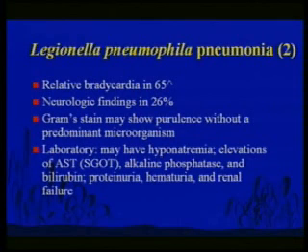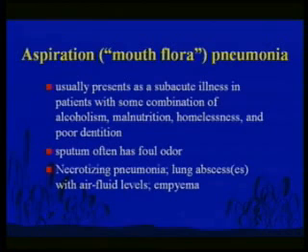The gram stain may show purulence without a predominant organism. You'll diagnose the organism by finding it on a fluorescent antibody test. There's also a urinary antigen test that will be positive in Legionella pneumophila type 1, but unfortunately that causes only about 70% of cases.